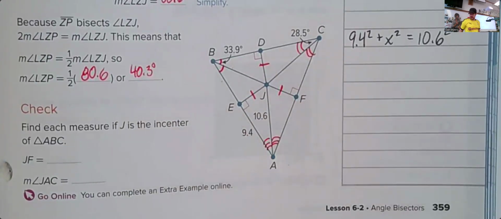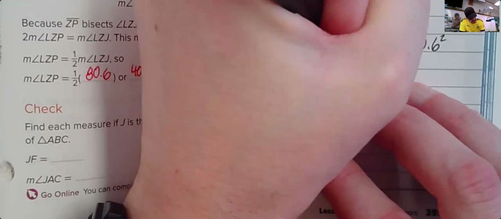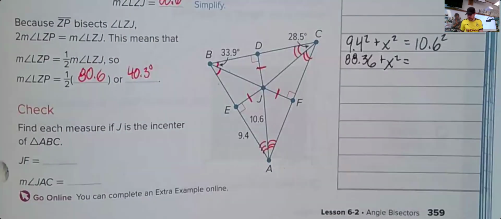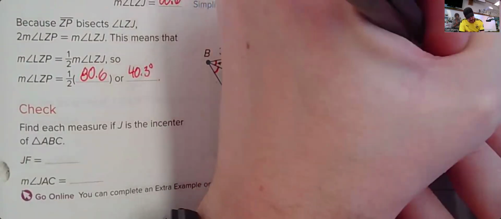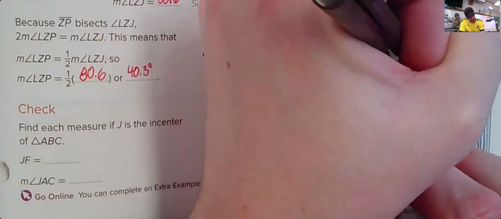So 9.4 squared is 88.36 plus X squared equals, let's see, 10.6 squared is 112.36. So let's go ahead and subtract the 88.36 away from the 112.36. That's interesting that they have the same decimal. Oh, it's kind of convenient. So X squared equals 24.